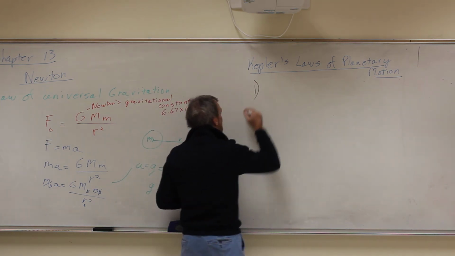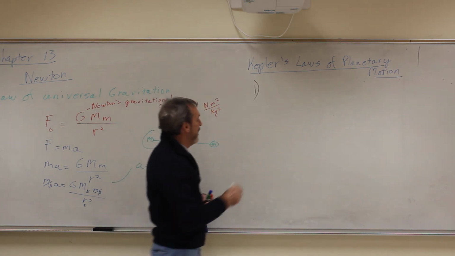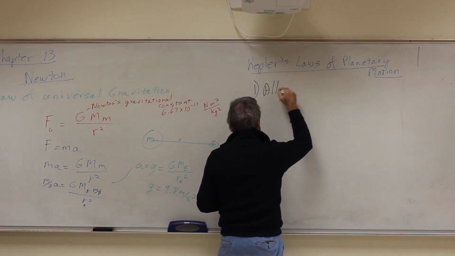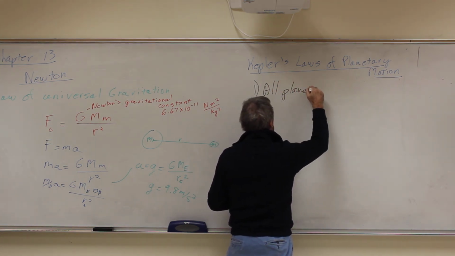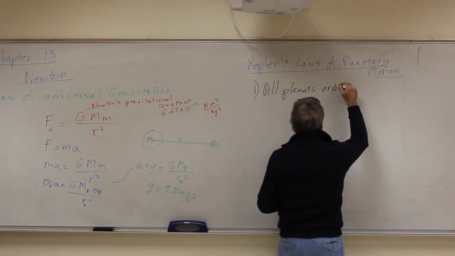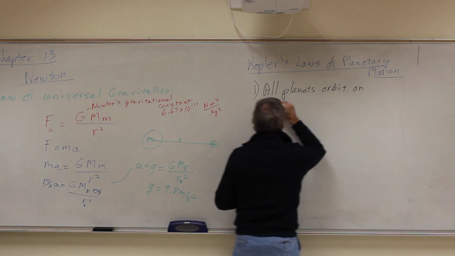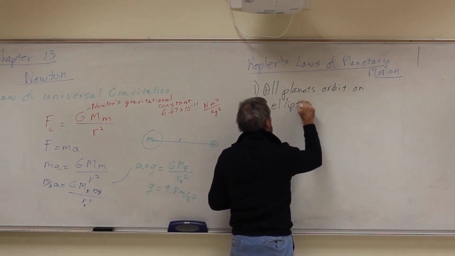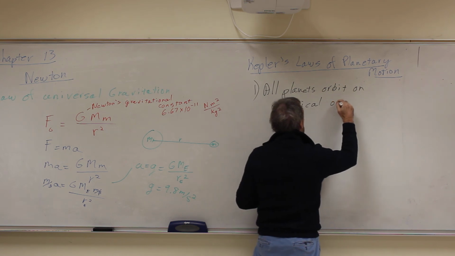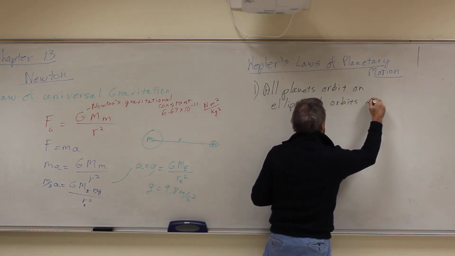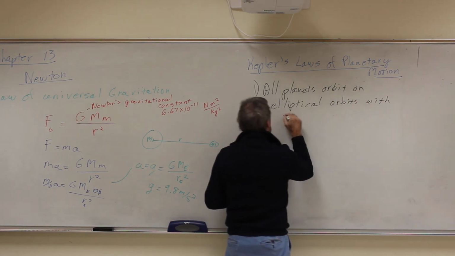His first law was that all planets orbit on elliptical orbits with the sun at one focus.